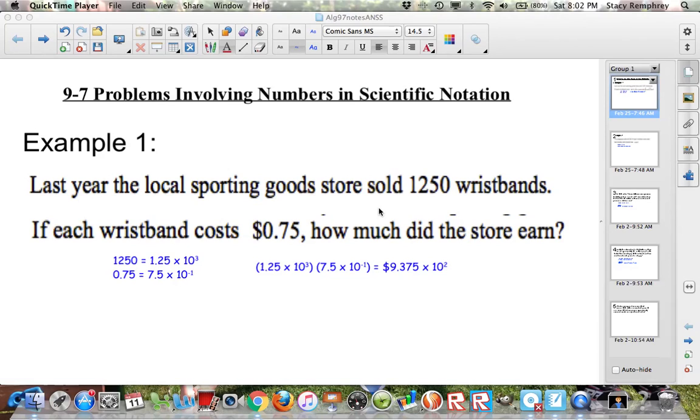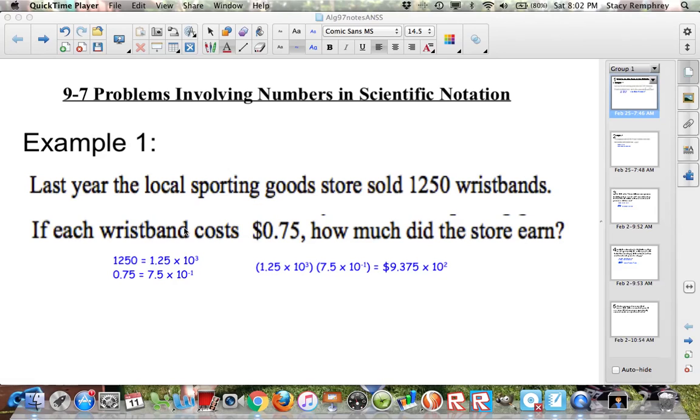I am going to require on the test that you turn the numbers into scientific notation and use operations with scientific notation. On the test, you won't be able to have a calculator, but I'll make the numbers really nice to work out for you.